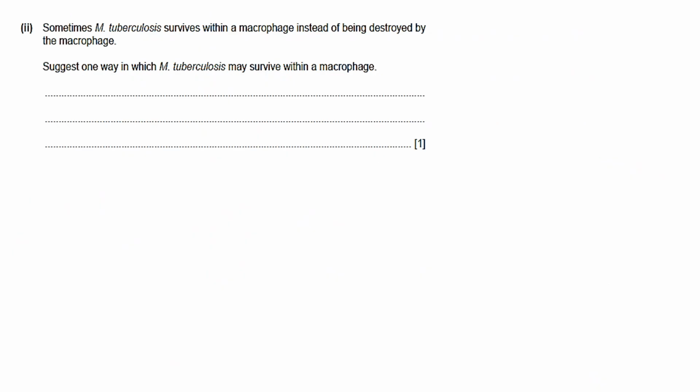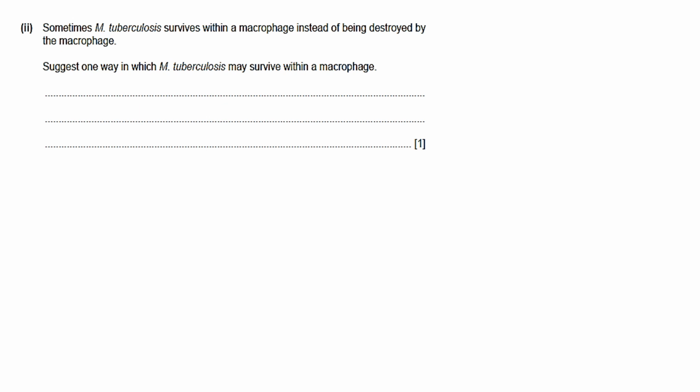Sometimes tuberculosis survives within a macrophage instead of being destroyed by the macrophage. So in this case, suggest one way in which tuberculosis may survive within a macrophage. Well, sometimes you have situations just like antibiotic resistance in microorganisms. You can also have certain antigens within the cell that are able to secrete inhibitors. So even though the cell engulfs them, they secrete inhibitors that go outside of them to protect them from the digestive enzyme that the macrophage might secrete.